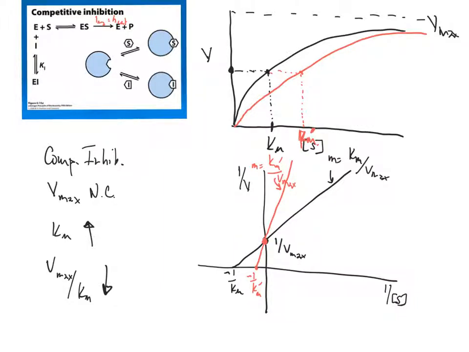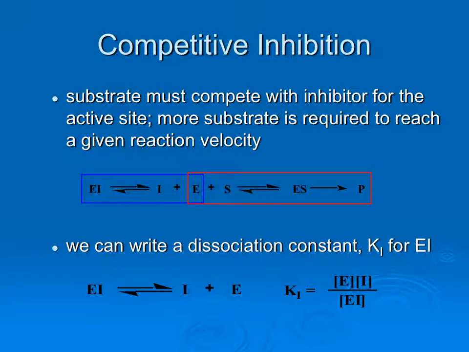Let's see. I think that's what this is. I forgot that here. Oh yeah, this is just writing out all the words. There's the dissociation constant for Ki. Once again, notice it's free enzyme and inhibitor over the bound. And so the smaller the Ki, the tighter the inhibitor, the better the inhibitor is.